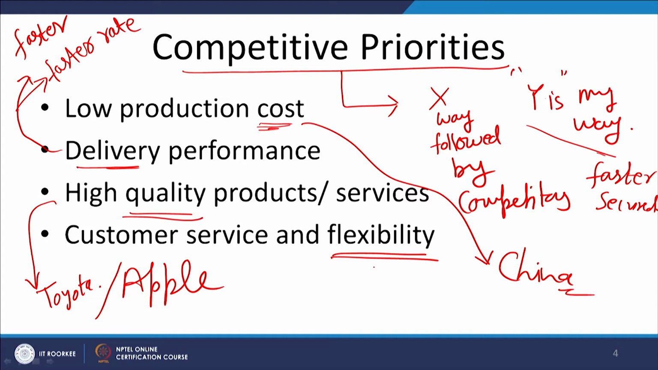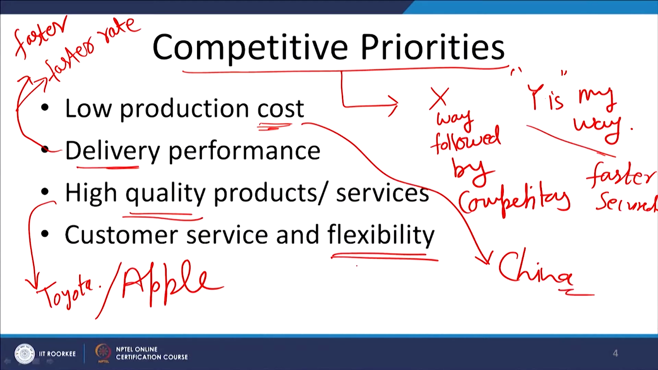Then, flexibility. Customer service is also becoming a very important competitive priority. Nowadays, customers want very specialized products, and when customers want specialized products, it is not possible to produce products in large volumes. So, you need flexible manufacturing systems. Flexibility is becoming a very important competitive priority, that you are able to incorporate a high degree of customization in your production system.